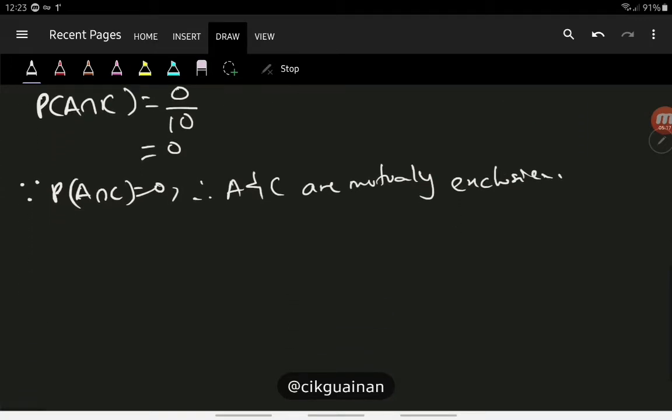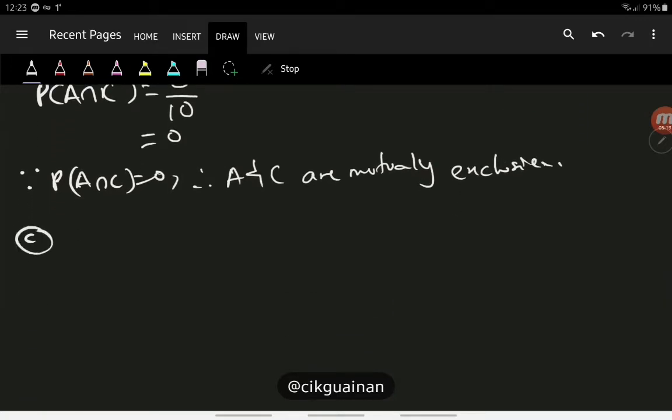Okay, exclusive. Okay, now let's go for the third one, C. So the question is asking whether A and B are independent events. So what I'm going to do now is copy paste the events A and B and put them on the right hand side over there. Okay, that's good. And then C is asking about independent events.